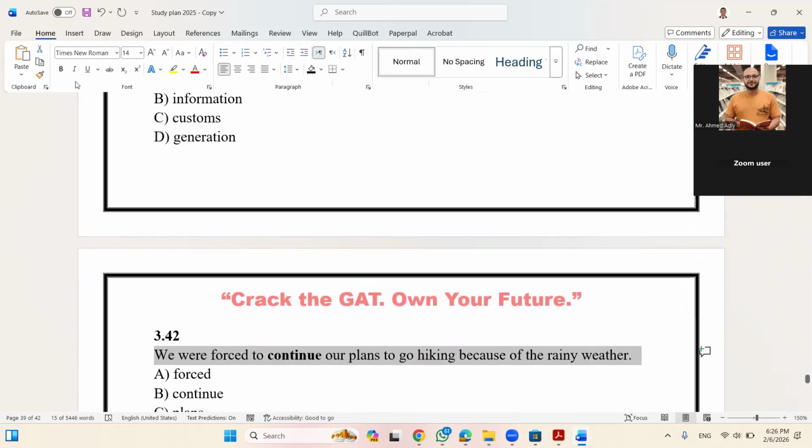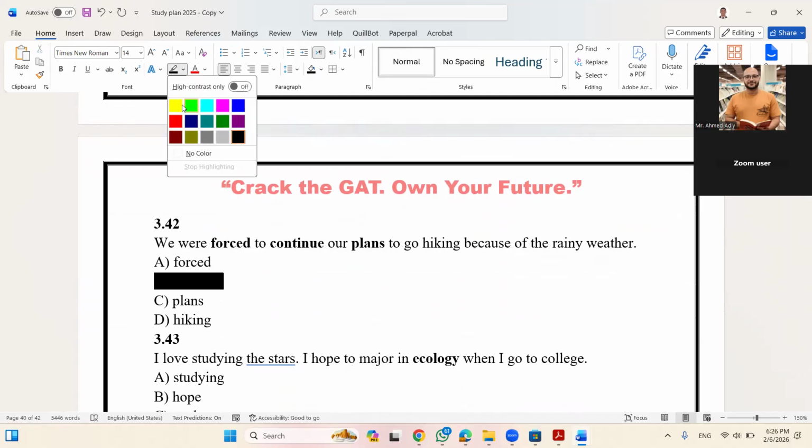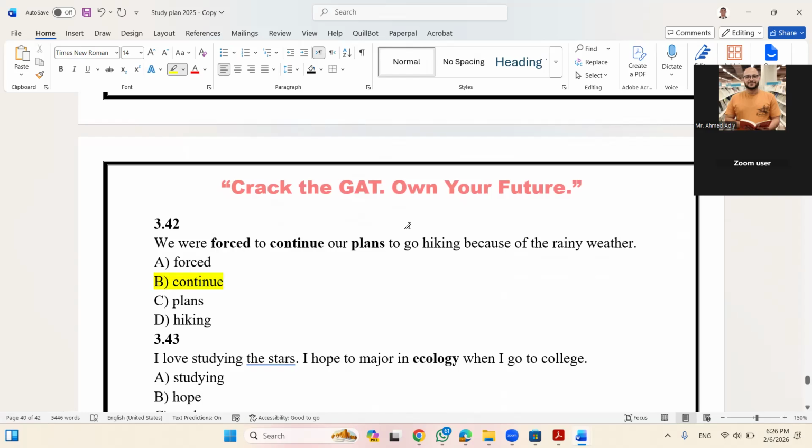Something traditional. We were forced to continue our plans to go hiking because of rainy weather. Forced to continue? We were forced to cancel our plans. Yeah, cancel. Because logically here we have heavy rain, so continue does not make sense. I think it's impossible to continue our plan to hike during heavy rain because of rainy weather. Good. Next.